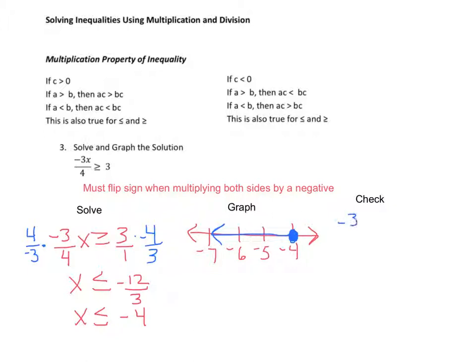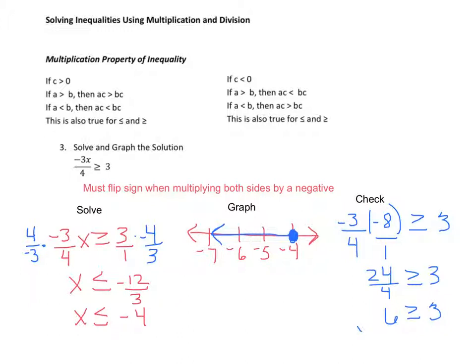So negative 3 over 4 times negative 8 is greater than or equal to 3. So when we multiply this, we get 24 over 4 is greater than or equal to 3. 6 is greater than or equal to 3. So yes, it checks.